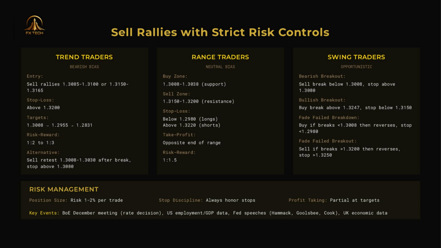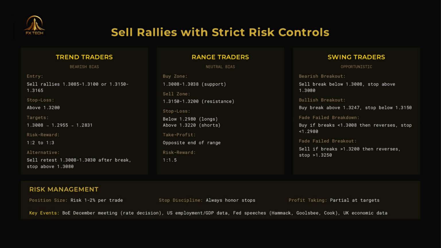For trend traders with a bearish bias, the primary strategy is to sell rallies toward 1.3085 to 1.3100 or 1.3150 to 1.3165, with stops above 1.3200 and targets at 1.3008, 1.2955, and 1.2831, offering a risk-reward ratio of 1 to 2 to 1 to 3. Alternatively, sell on a retest of 1.3008 to 1.3030 after an initial break, with stops above 1.3080.